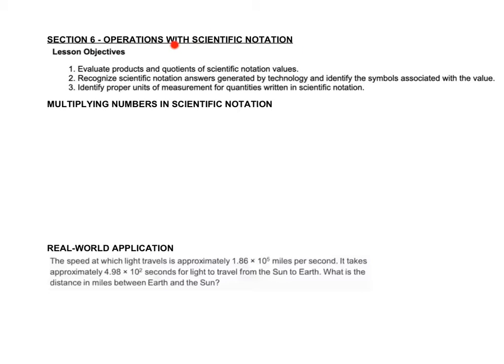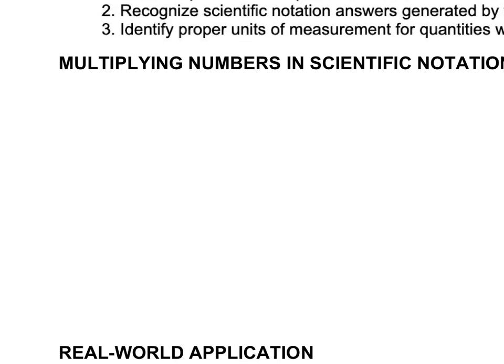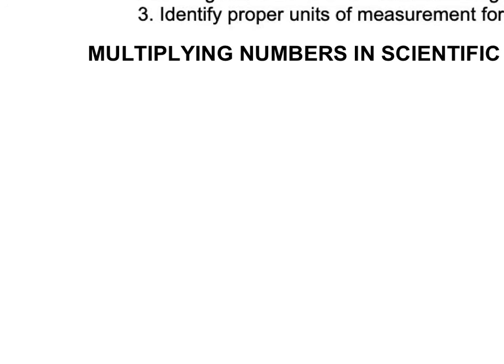This is a video over Unit 6, Section 6, and we're going to be talking about operations with scientific notation. We did this a little bit in our last section, but I want to specifically talk about multiplying numbers in scientific notation and having exact answers. The last one we had rounded answers and this is more precise, okay? So what I want to talk about is multiplying numbers in scientific notation. So let's first think of an example, okay?